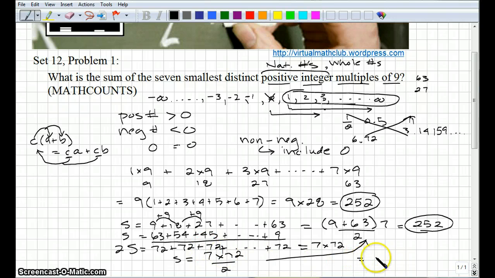So again, we get 252, no matter how you do it, and that's a good thing, because if we get different answers, we made a mistake somewhere. In one of them, or maybe all of them, I don't know. But it's a good thing we can do it all these different ways and get the same answer. So there you go. Go on to the next problem.